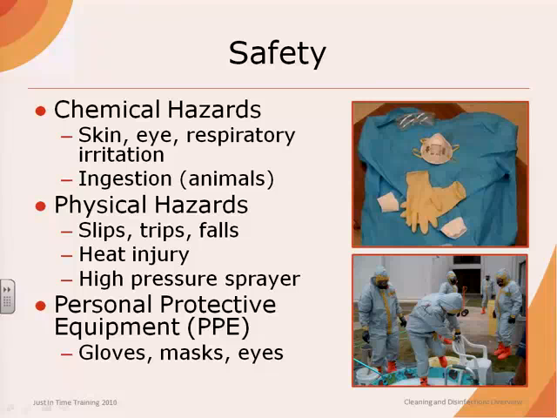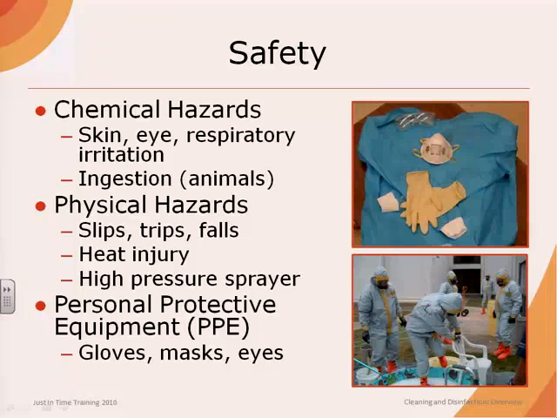Most disinfection methods have some level of hazard. This can range from irritation of the skin, eyes, or respiratory tract to chemical burns. Many are toxic to animals if ingested or if allowed to run off into environmental locations. A number of physical hazards are also possible while conducting C&D procedures.